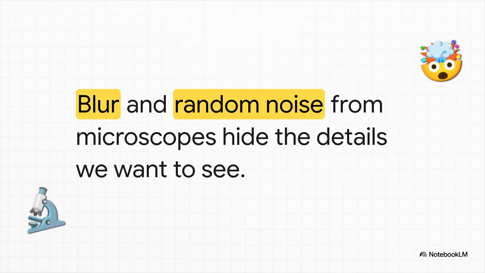So here's the fundamental problem we're up against. Any image you get from one of these super powerful microscopes is always corrupted by two main things. First, you get blur. That's just the optics smearing out every tiny point of light. And second, you get random noise, which comes from the fact that light is a quantum thing. And together, those two problems completely hide the tiny details we're desperately trying to see.